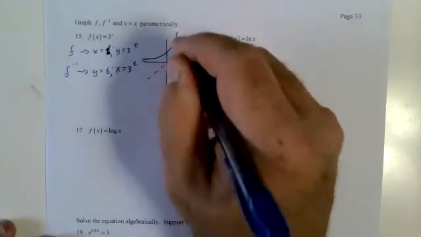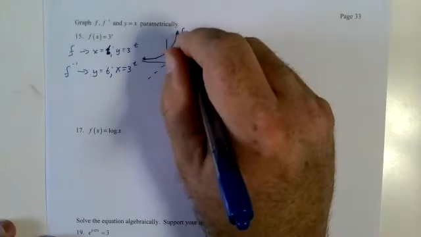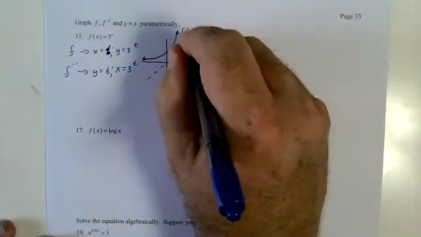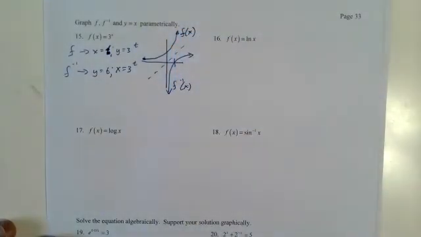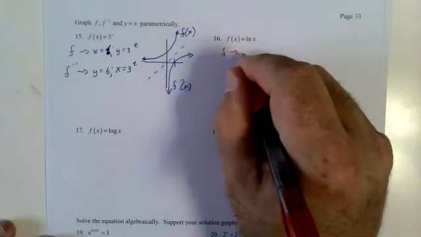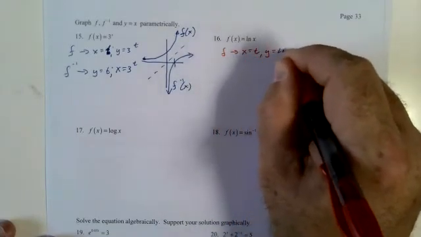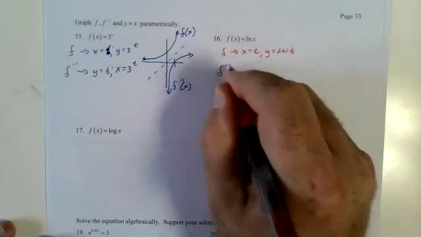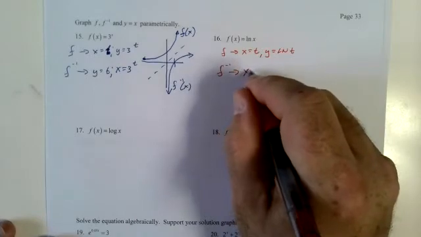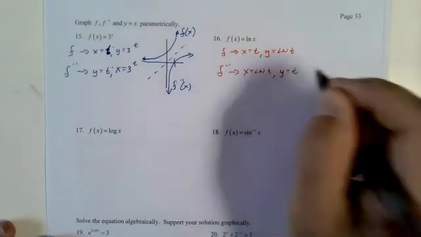And that's f of x. I'll just call it f. And we'll put the x in. I'm a stickler for details. Okay, for the function, we'll go with x equals t, y equals ln of t. And for the inverse, we'll go with x equals ln of t, y equals t.